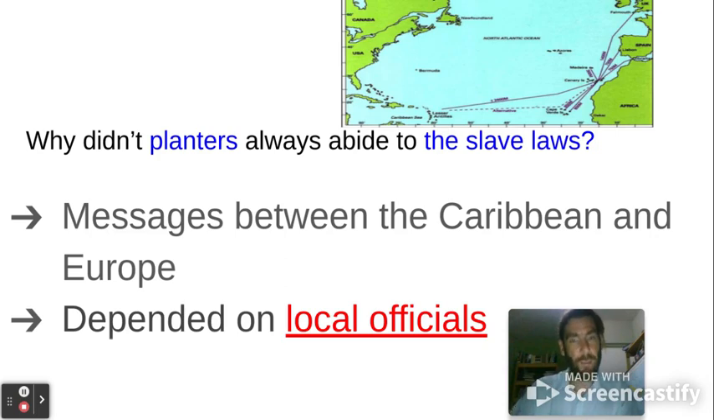Second, it depended on what the local officials would do. Were they bribed? Were they friends with the planters? Did they have their own opinion about how slaves should be treated? Local officials means the king or the government in Europe had ambtenaren, or public servants, who worked for the king or the European government. But because of the distance between Europe and the Caribbean, the local officials had a strong independence of what they could do in the Caribbean. So they're dependent on local officials.